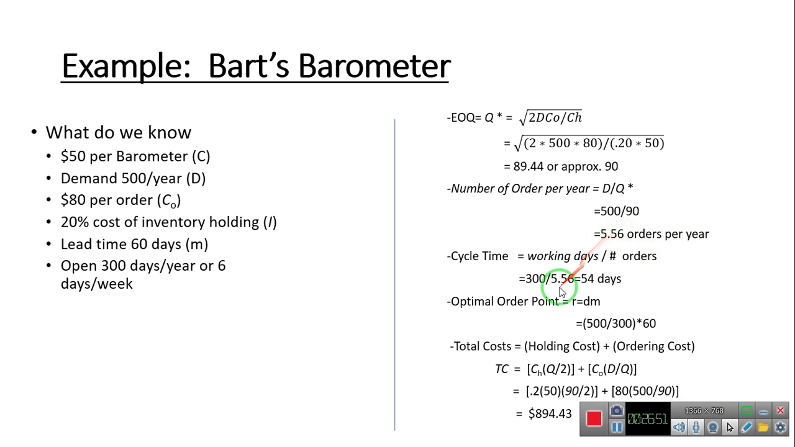That translates into the following. The cycle time, the time between receiving and ordering again, right? So it's like the cycle of the inventory. How long is the inventory in your system? Think about this. If you're working 300 days, and you put 5.56 orders every year, that means that every 54 days you put an order. Now you know how frequently you're going to do this, in terms of both size of inventory and time: every 54 days.